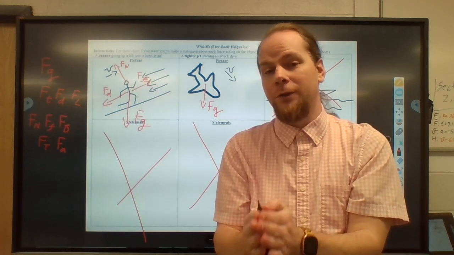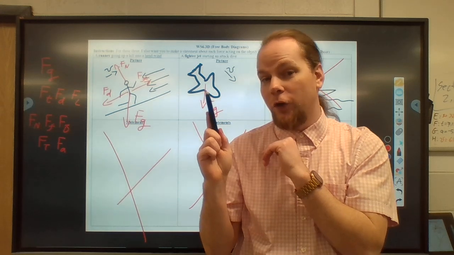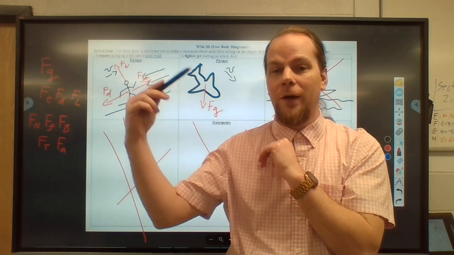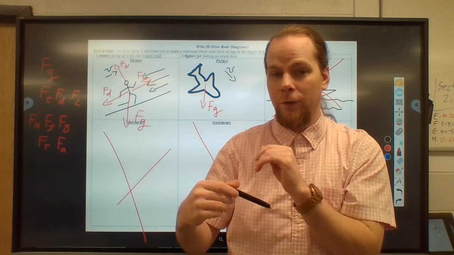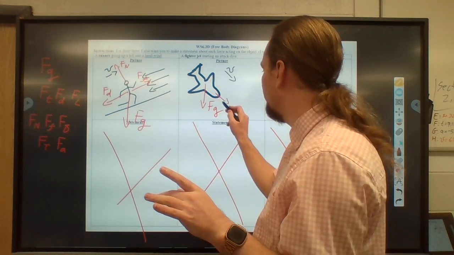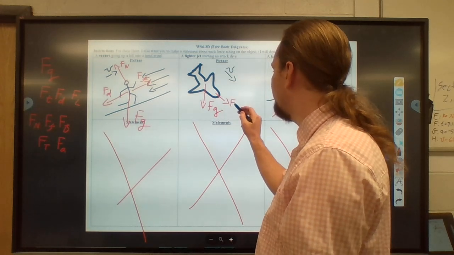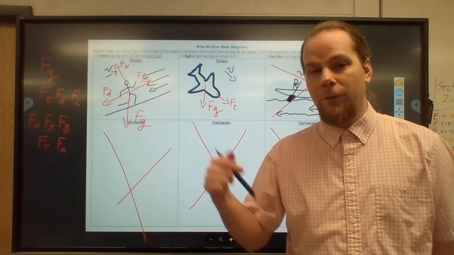What direction is the thrust causing the jet to go in? The thrust is coming out the back, but it's pushing the jet forward. So the thrust is actually exerting a forward force on the jet. Okay? It's pushing the jet forward.